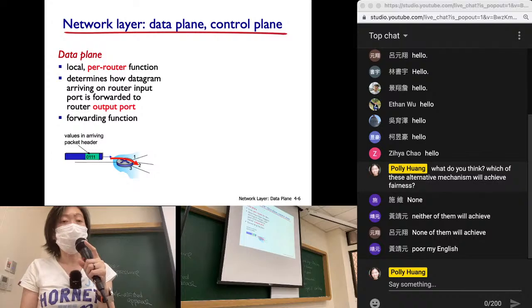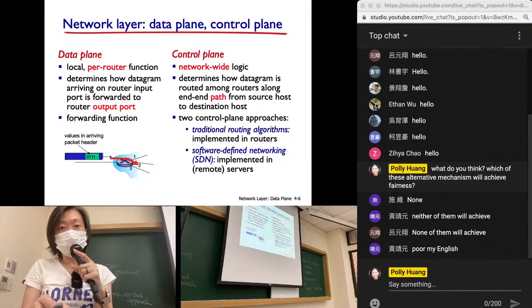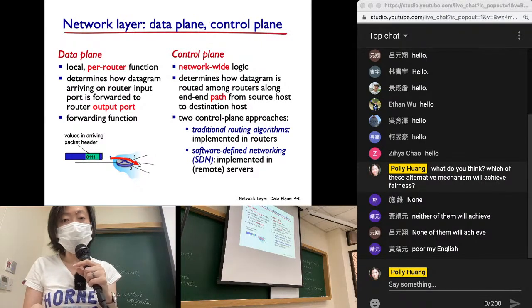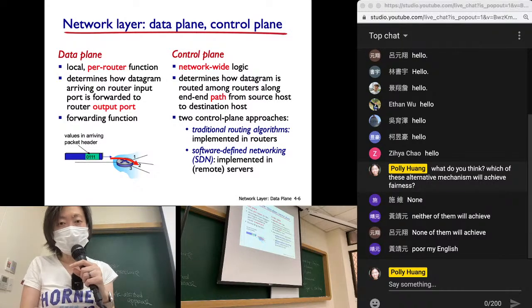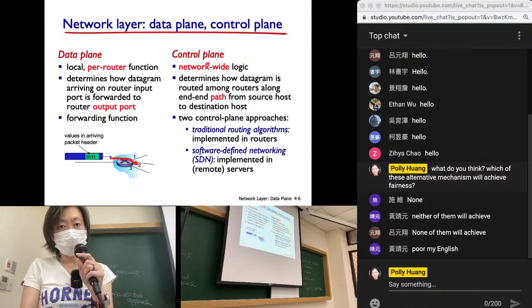So this is forwarding. So data plane is essentially handling the forwarding function, as opposed to control plane. This is the other one. What it does is way more complex because it's handling routing. So this is the network-wide logic. This is the algorithm computing all the routes in the network, essentially determining how these datagrams would travel. What are the paths from one end to another end?